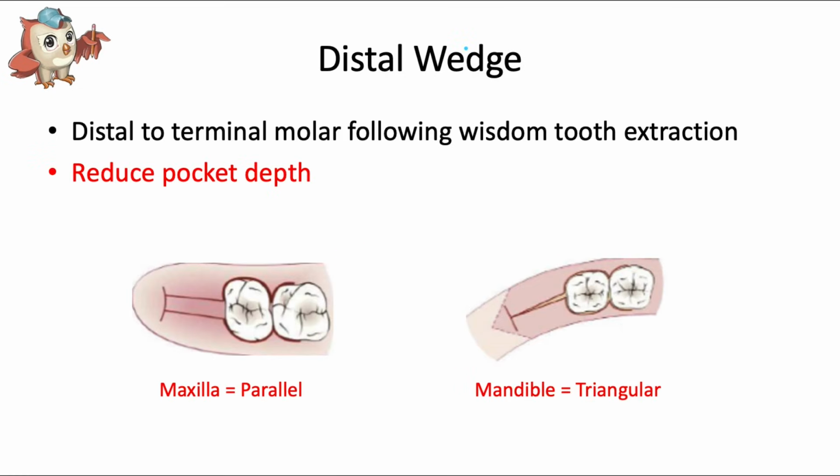The distal wedge procedure is done distal to the terminal molar of a quadrant, so in other words, the most distal tooth. And it's most commonly done after a wisdom tooth extraction. And that's because there can be some extra thick operculum-like tissue left once the wisdom tooth is taken out, forming a sort of pseudopocket. And so this procedure cuts out a wedge of tissue to reduce the depth of that pocket so it's easier for the patient to maintain good periodontal health back there.